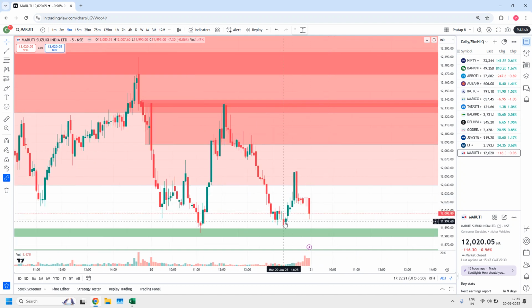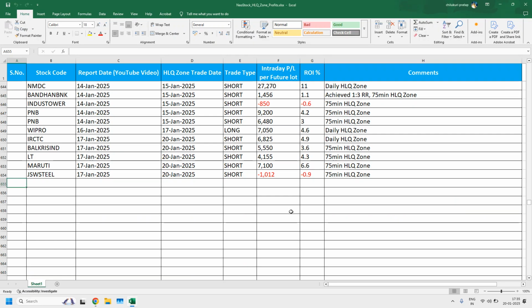And it reached this zone today at the 14:25 candle. We got the trade at the 12 o'clock 5-minute candle. And this is the way Maruti gave profit. Maruti has given 7,100 rupees profit, which is 6.6% ROI as per one futures margin cost.